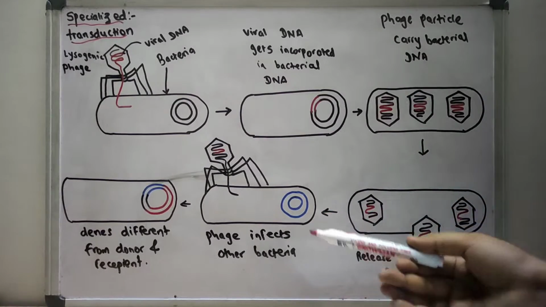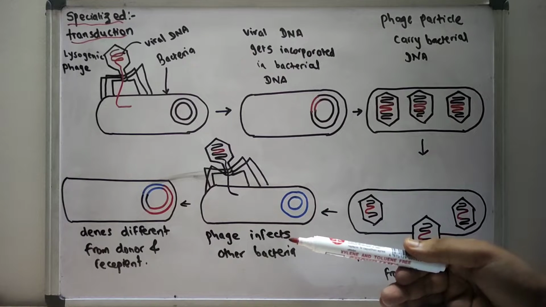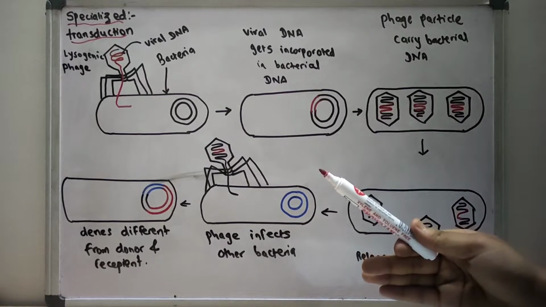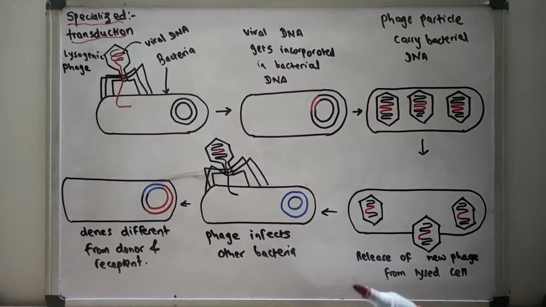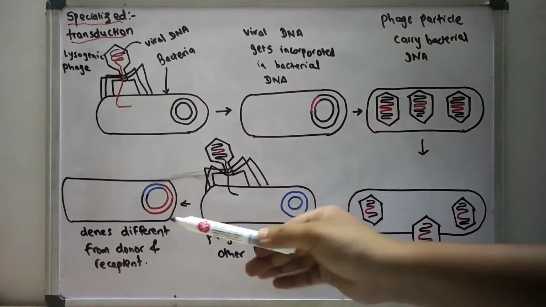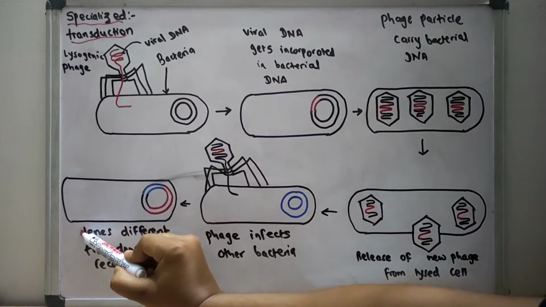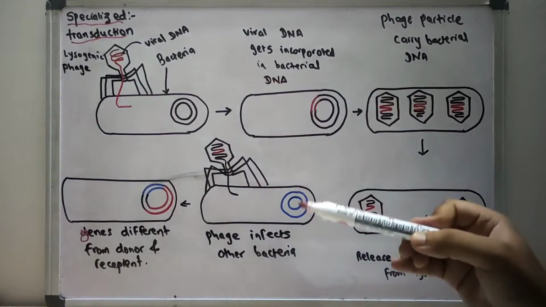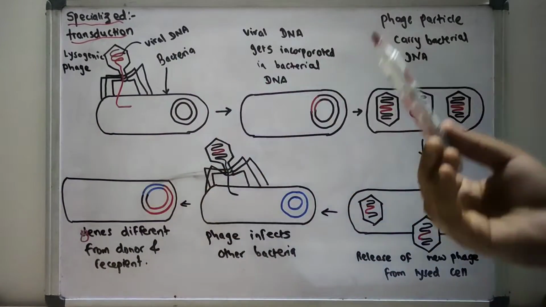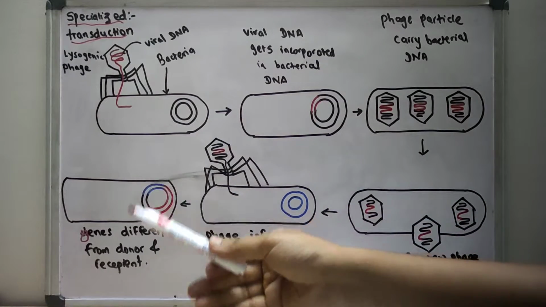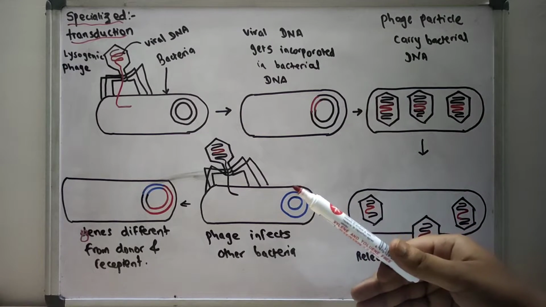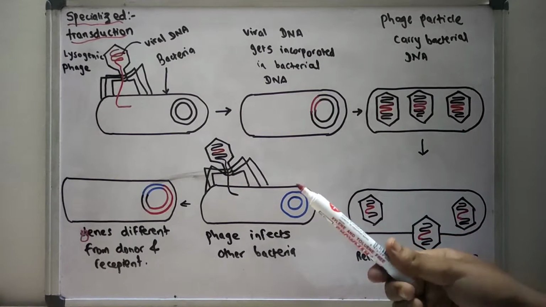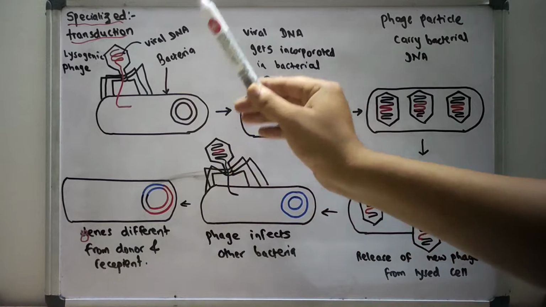So the newly produced bacteria will be different from the donor and the recipient. That means the genes present in the new bacteria will be different from both the donor and the recipient. So now I'm going to describe in detail the specialized transduction. First of all, let us describe the first step.